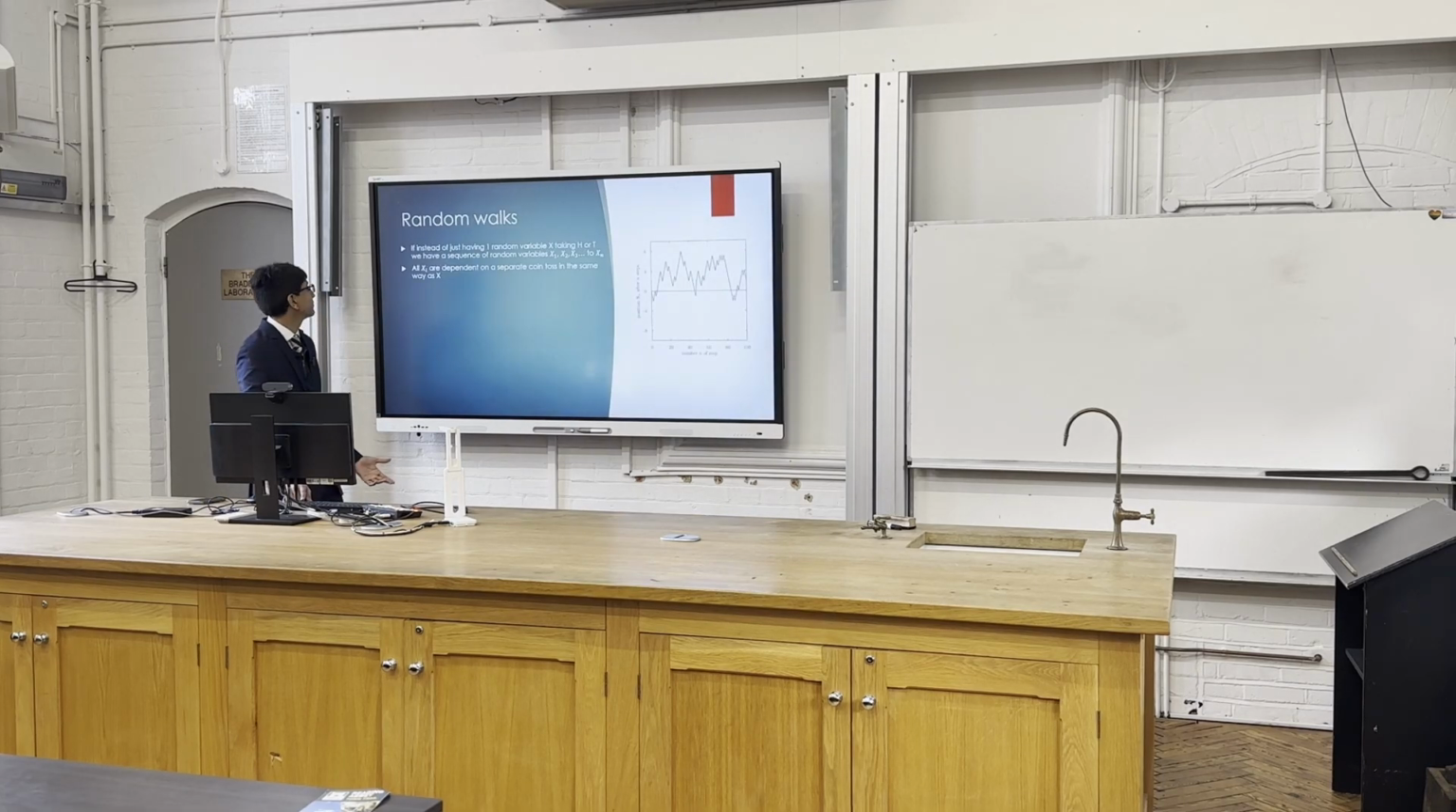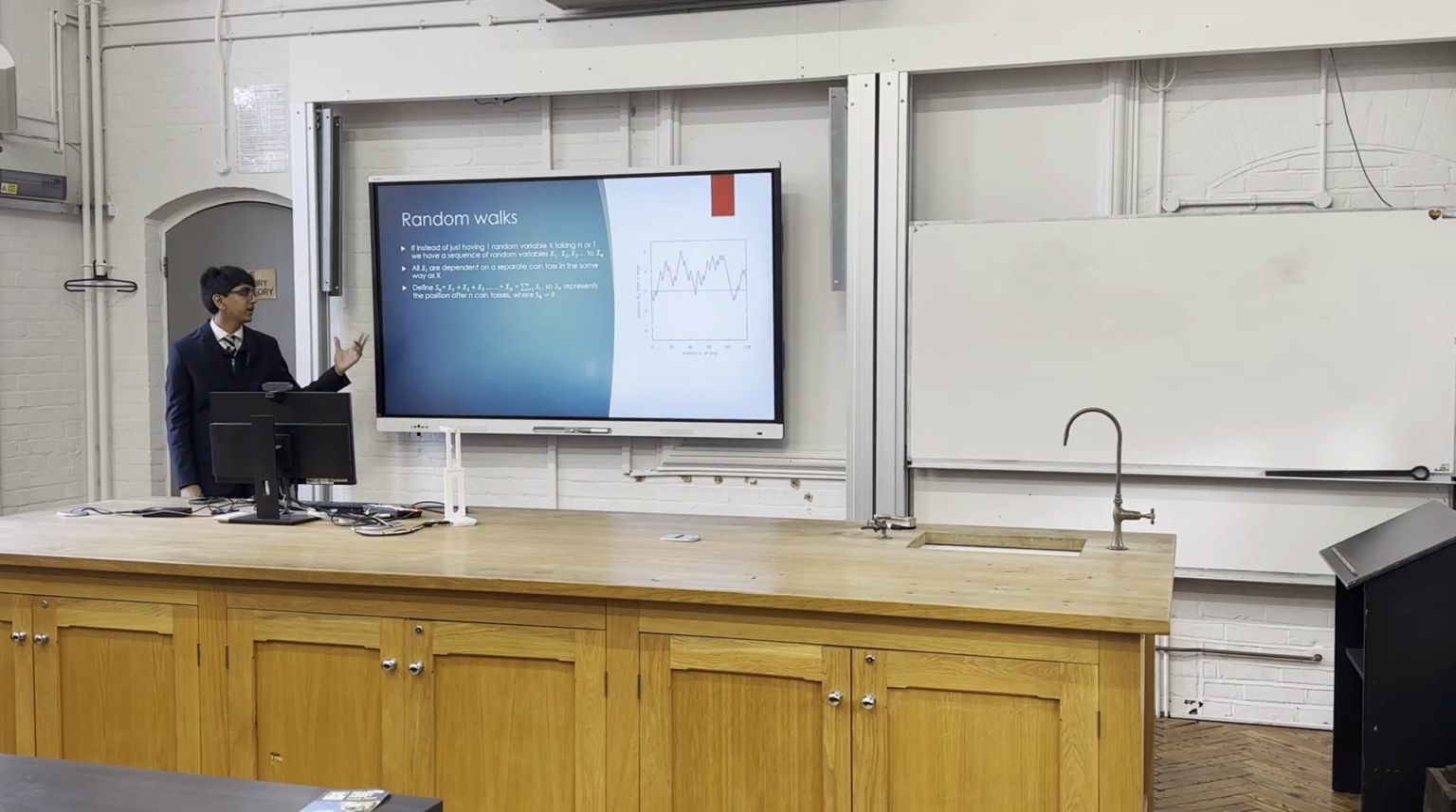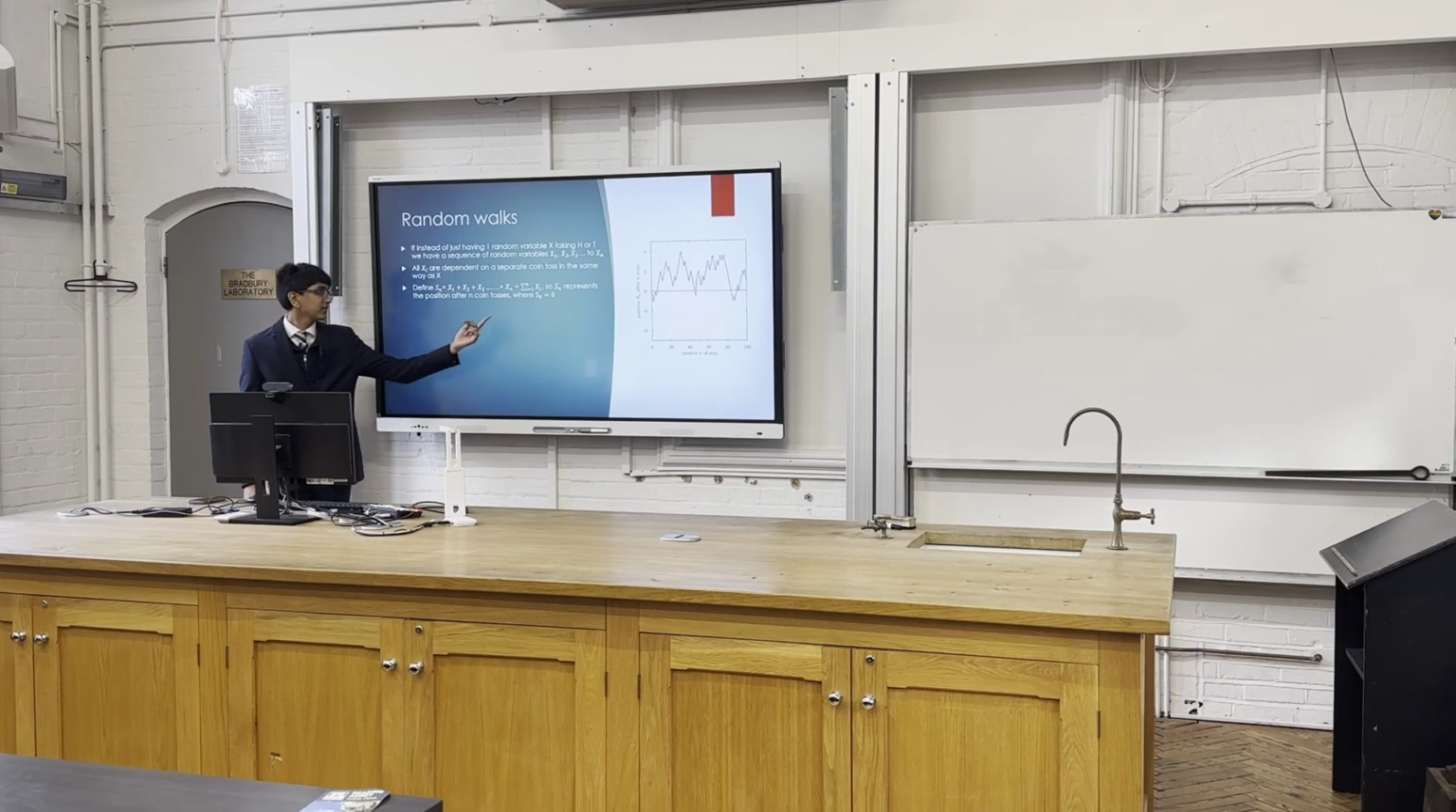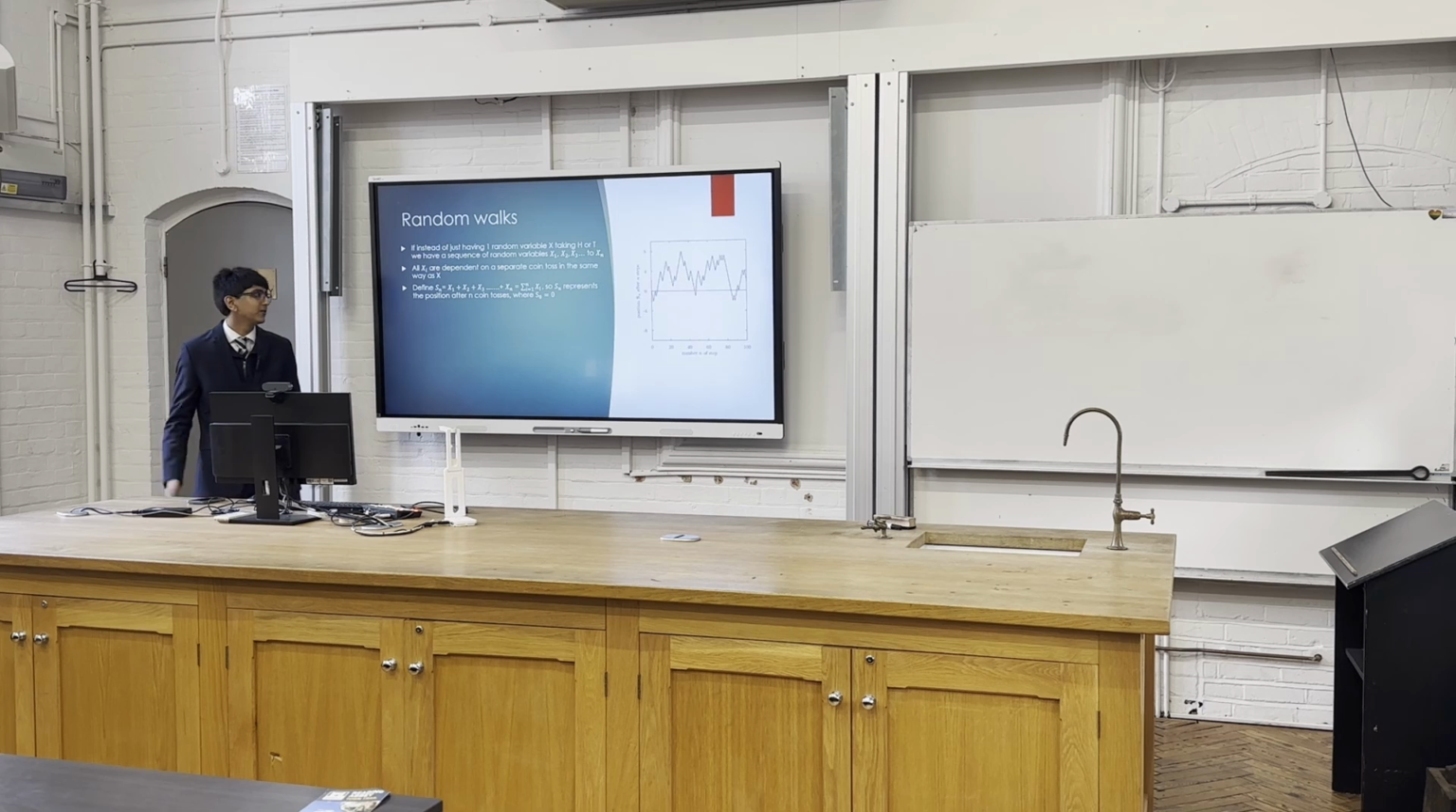So random walks. Instead of having one random variable, we have a sequence of random variables, x1, x2, x3, up to xn. But they all have the same sort of purpose, right? They will assign a value of +1 or -1, depending on the coin toss. Then we can define a new random variable, Sn, being the sum from x1 plus x2 plus x3 up until xn, which represents the position after n coin tosses.